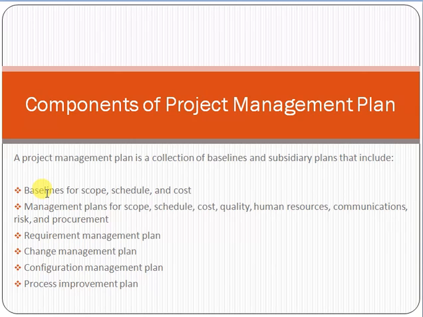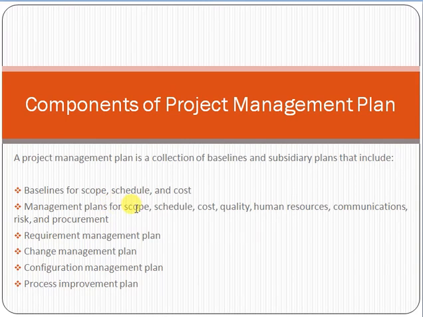If the baseline was to complete a project in 5 months and it was completed in 6 months, that means we took one more month, so the performance was not good. If the target was 5 months and you completed in 4 months, it means you saved one month, so the performance is good. So the concept of baseline is that we use a baseline for scope, schedule and cost to measure the performance. This is the main concept of baseline, and it is part of the project management plan.